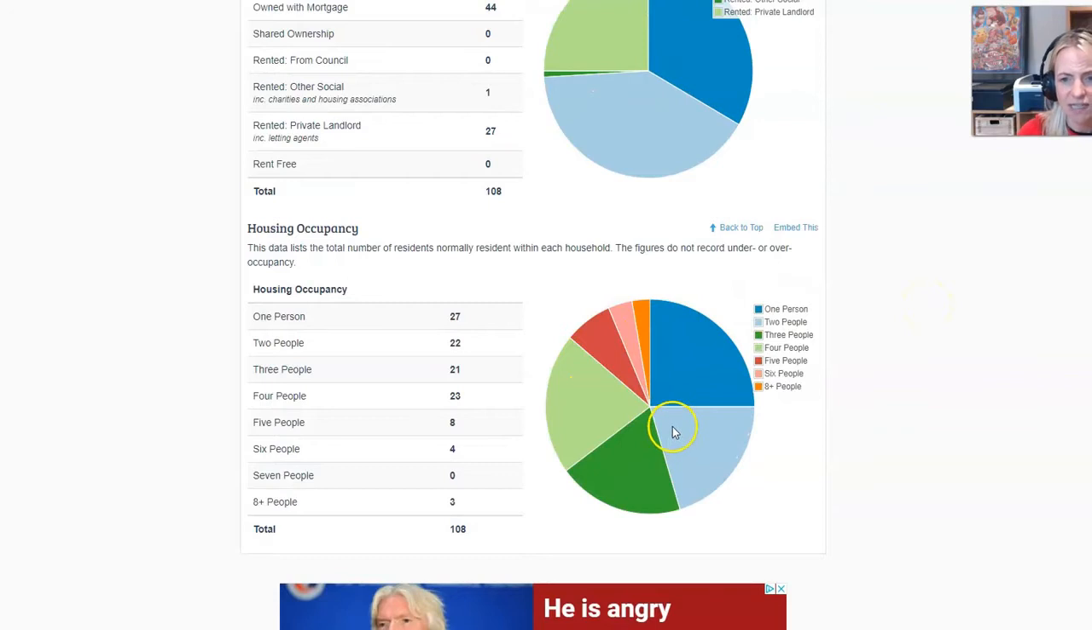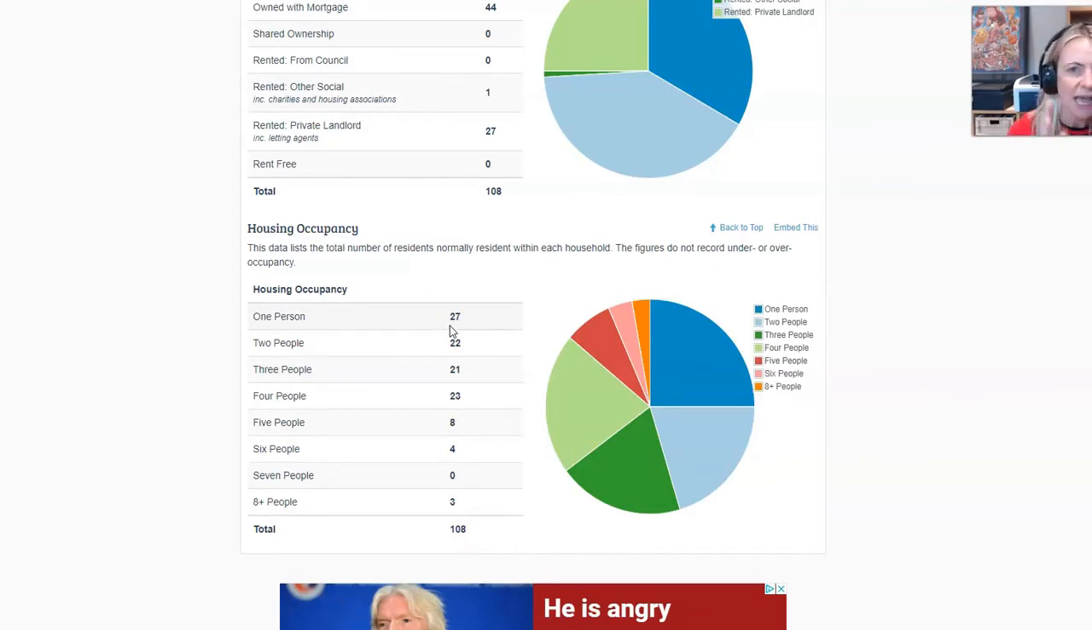In fact, if we see there, the dark blue shade on the pie graph at the bottom shows that 27 out of 108 people are individual households. Then 22 people are couples, and then so on and so forth down the list. So it's very common for an individual in this location to be renting within a household.